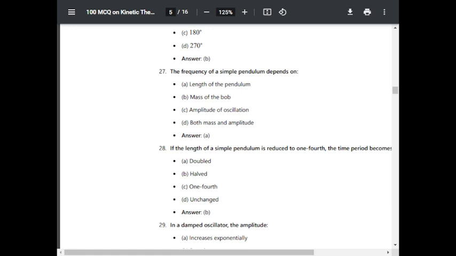Question number 28. If the length of a simple pendulum is reduced to 1/4, the time period will become: option A, doubled; option B, halved; option C, 1/4; option D, unchanged. The correct answer is B, halved. If the length of a simple pendulum is reduced to 1/4, the time period will become half.